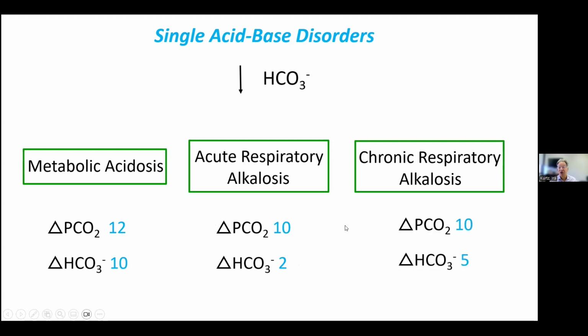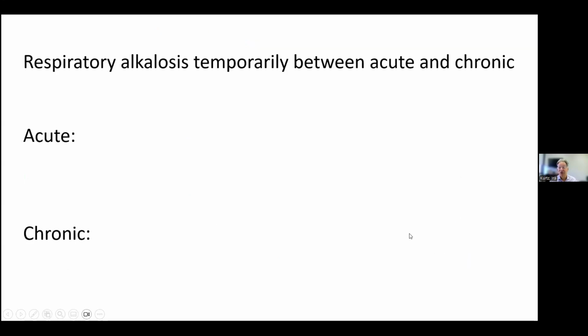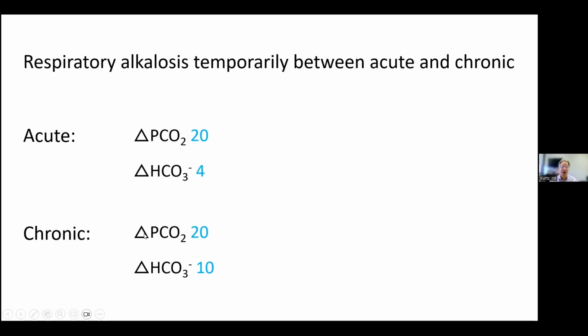If it's chronic respiratory alkalosis, it should be 10 to 5. So in our particular patient, if it was acute, with the PCO2 falling by 20, the bicarbonate should have changed by 4. And in chronic respiratory alkalosis, if the PCO2 fell by 20, the bicarbonate should have fallen by 10. But our patient had a fall in PCO2 of 20 and a bicarb fall of 6. So this number falls in between these 2 values.